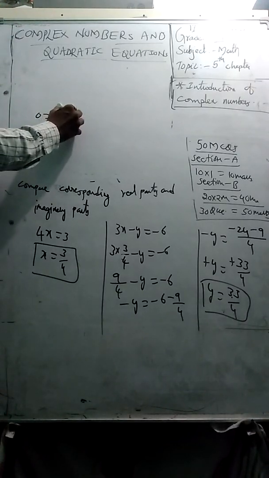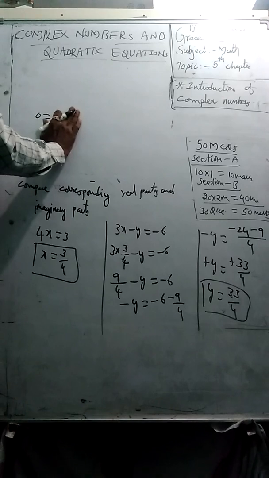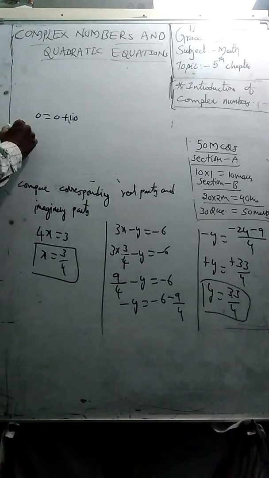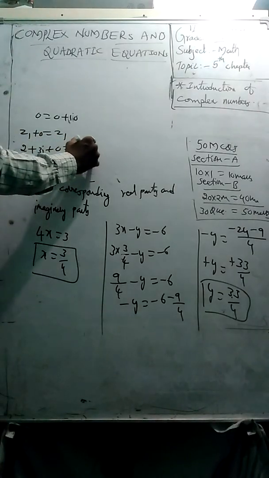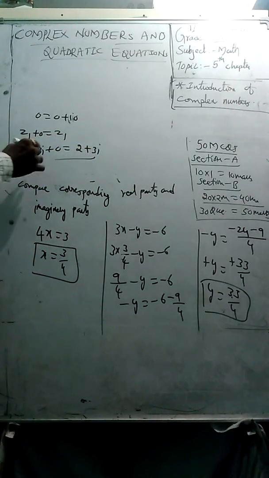We can write 0 as 0 plus 0i or 0i. For suppose z1 plus 0 equals z1, how? Let me take 2 plus 3i plus 0 equals 2 plus 3i. So this is about the additive identity.